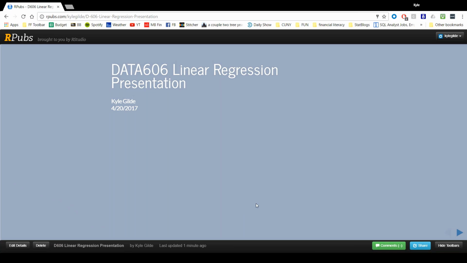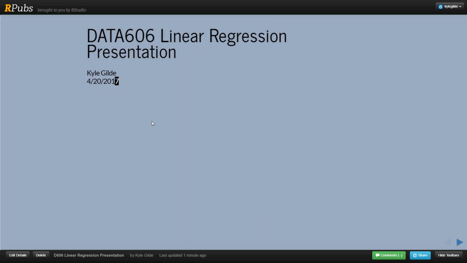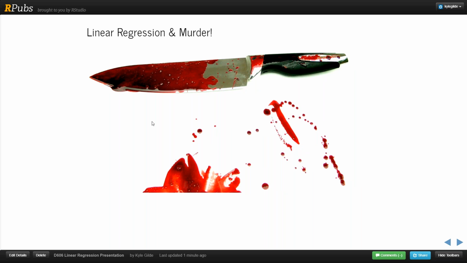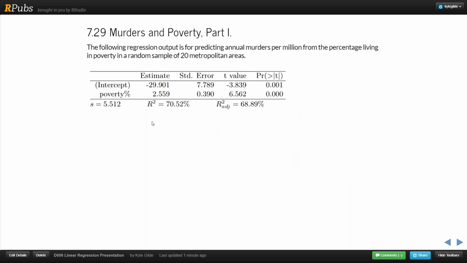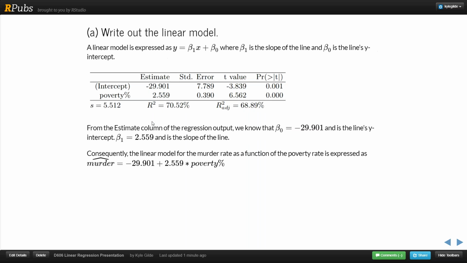Okay, so my presentation will be about linear regression and murder. More specifically, it's about the relationship between the murder rate and the poverty rate. The following regression output is for predicting annual murders per million from the percentage living in poverty in a random sample of 20 metropolitan areas. This is a five-part question. Let's get started with part A. Write out the linear model.